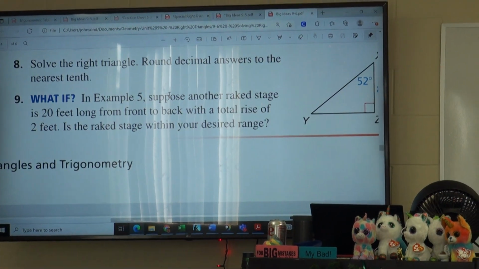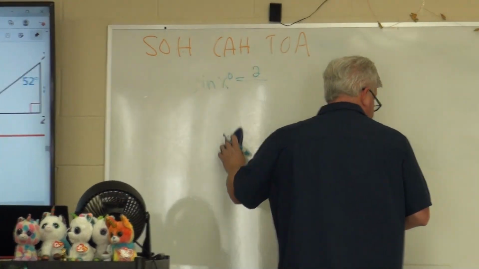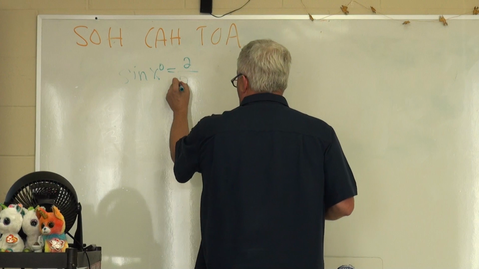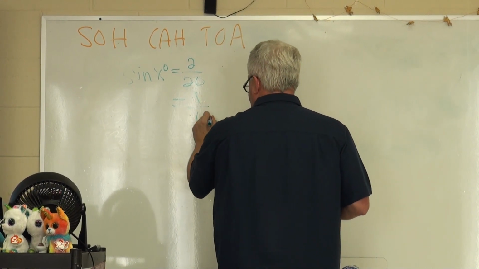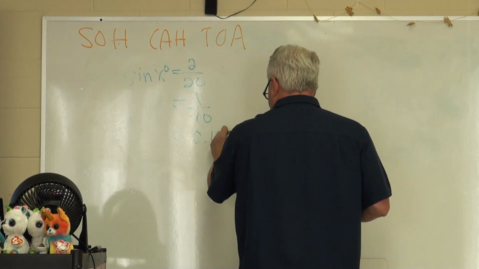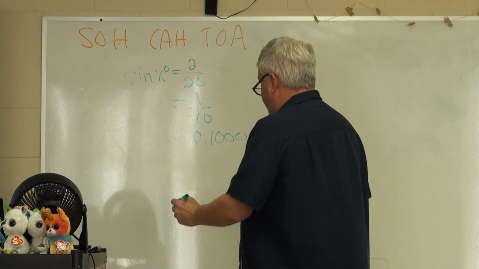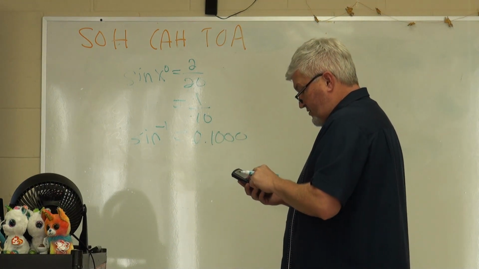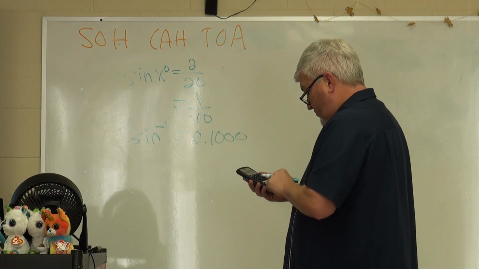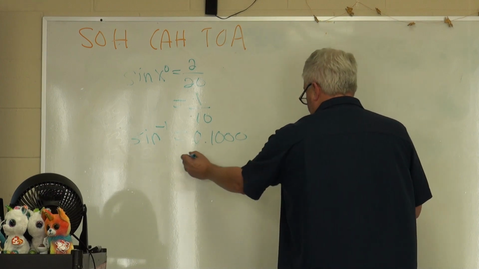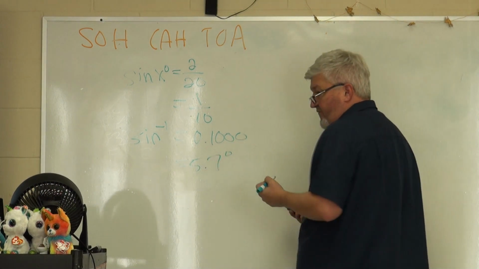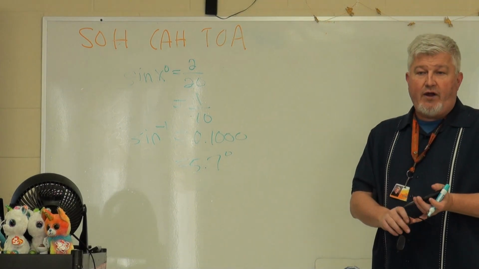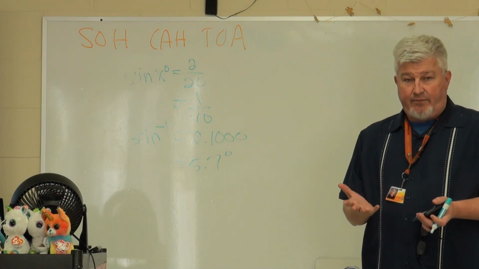So now I'm just going to change this really quickly because I'm running out of time. Now it's 2 over 20, which is 1 over 10, which is 0.1000. So now I do the inverse sine of that. Sine -1 of 0.1, and I get 5.7 degrees. So now we have violated our principle. We've gone above 5 degrees, so that will not work. A 2-foot rise with only a 20-foot stage is not acceptable.